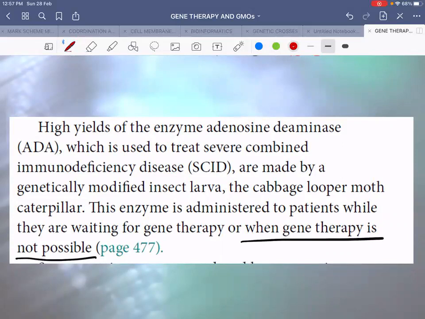And then we can use this extracted, purified, humanized enzyme and administer it to patients while they are waiting for the gene therapy or when gene therapy is not possible. अब आप लोग सोच रहे होंगे कि मिस ने डिस्कशन तो जीन थेरेपी से शुरू की और फिर मिस वापस इस पे कैसे आ गई. Actually, both these topics are taught together.